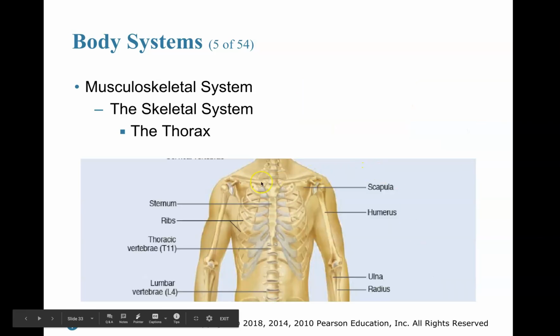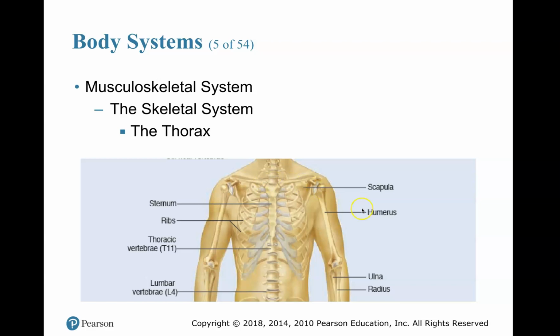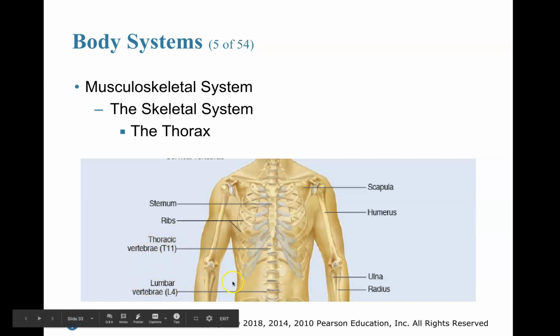Okay, the thorax. I've said these plenty of times. I just read them off to you. Sternum, ribs, humerus, scapula, ulna and radius, lumbar, thoracic vertebrae T11, lumbar vertebrae number 4, L4, just as some reference points for you.